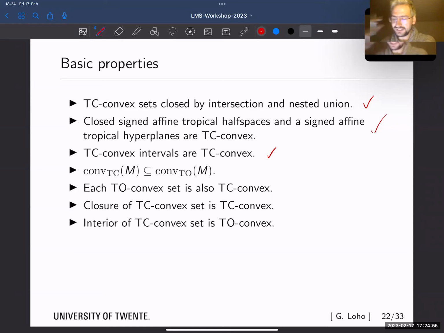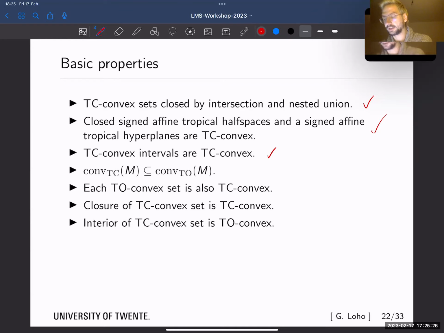Then the connection to TO convex sets is also quite nice. On one hand, the TC convex hull of a set is contained in the TO convex hull. Only this vanishing of these big chunks can happen essentially. And in particular, each TO convex set is also TC convex. So really all the statements we can prove about TC convex sets also hold for TO convex sets.